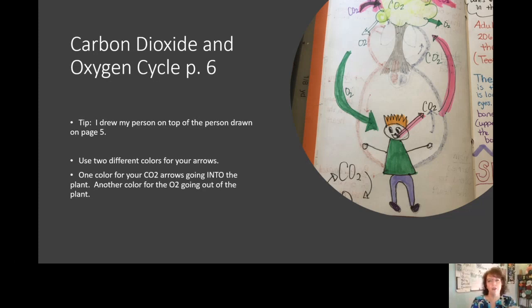I just drew my little person on top of the person on the other side so that it didn't mess anything up, because we have a tree at the top and a person at the bottom. Then you just need to make your arrows show that the oxygen from the tree goes into the person, and the person exhales carbon dioxide, and then the tree takes in the carbon dioxide and exhales oxygen, and that makes the cycle. And we need trees. We need more plants. All plants do that.